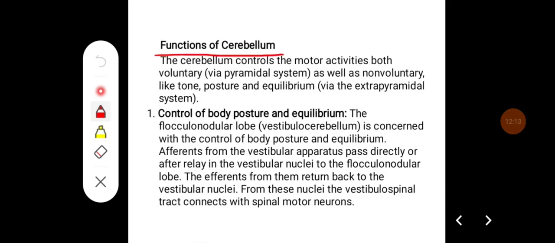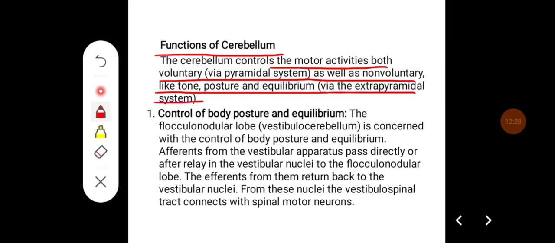Coming to the functions of cerebellum. The cerebellum controls the motor activities of both voluntary, via pyramidal system, as well as non-voluntary, like tone, posture, and equilibrium, that is via extrapyramidal system.